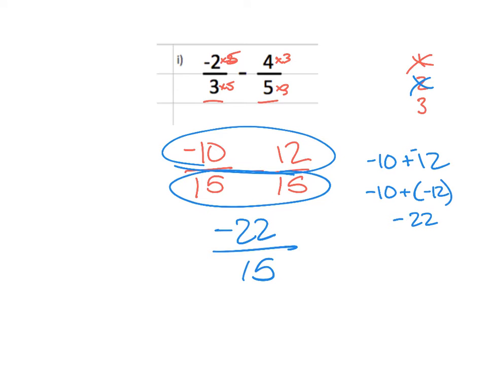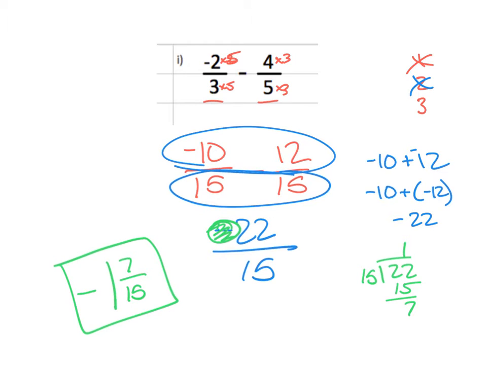Step 3, we are going to simplify. Do me a favor and ignore the negative. We're going to forget that one right now. 22 divided by 15. How many 15s come out of 22? 1, with 7 left over. So now we put that negative back in front with a 1 and 7/15. Which is our answer.